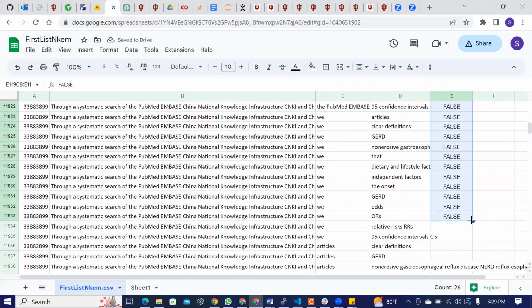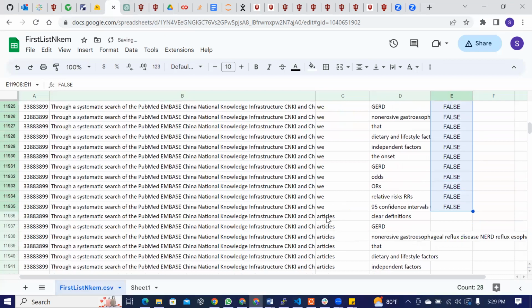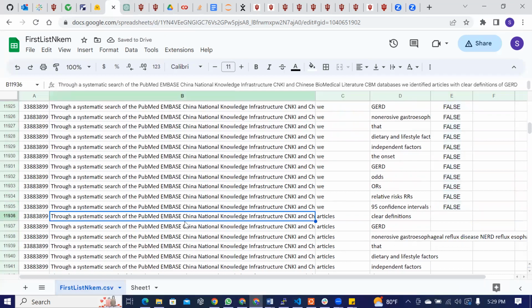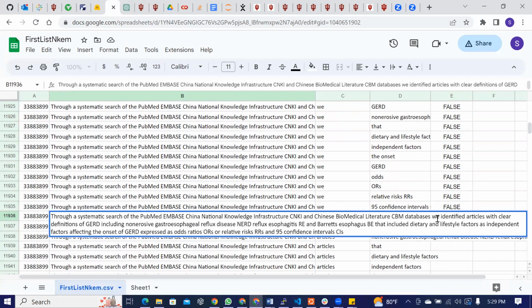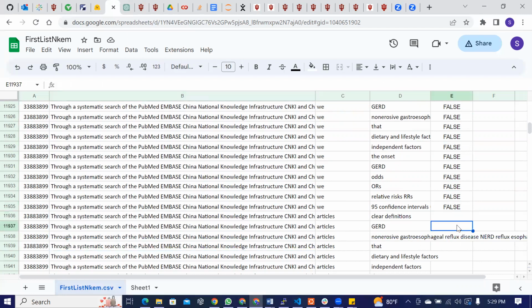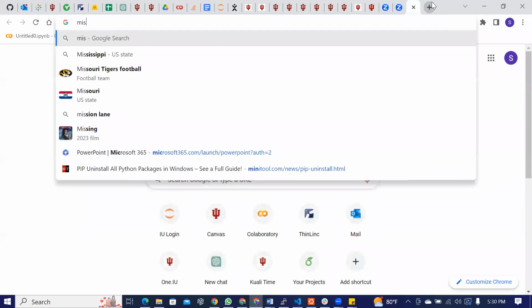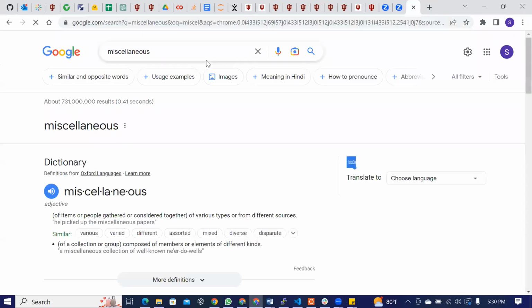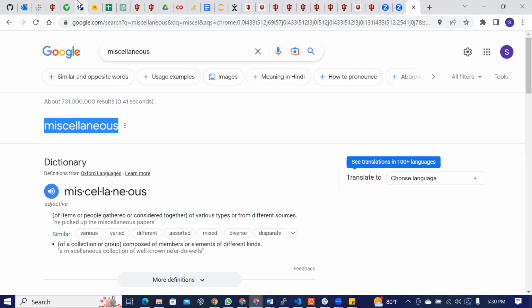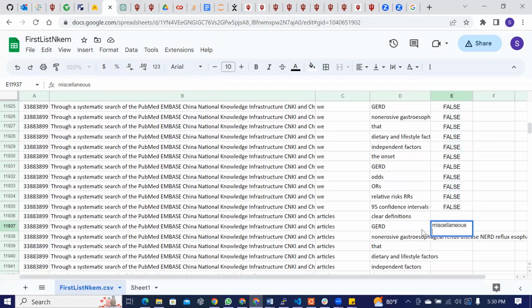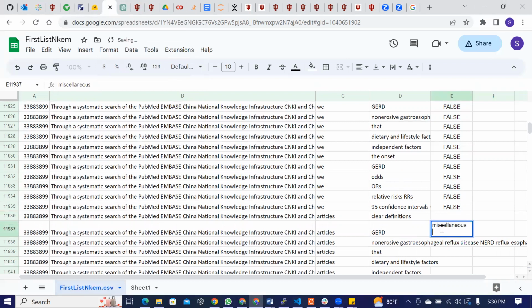Now we are going into places that have relationships. If you look at this sentence here, you have articles. We identified articles with clear definitions of GERD. So articles and GERD have what I call a relationship in this sentence, and it's going to be miscellaneous. So it's a miscellaneous relationship. Let me check the spelling of miscellaneous. Miscellaneous. So miscellaneous relationship. This is what we have here, miscellaneous. Awesome.